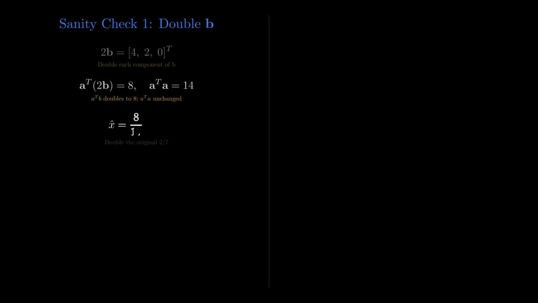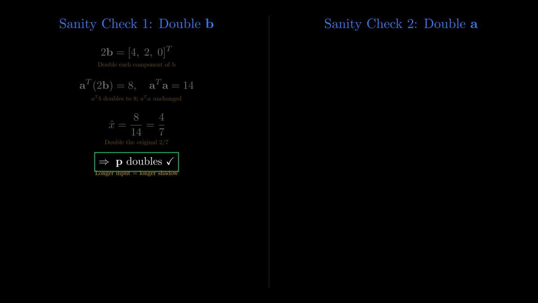Let's run two quick sanity checks on our projection formula. First, what happens when we double B? Replace B with 2B, which gives us the vector 4, 2, 0. Now A transpose times 2B equals 8, which is double the original value of 4. A transpose A stays at 14 since A hasn't changed. So x hat becomes 8 over 14, which is 4/7, exactly double the original 2/7. That means the projection P also doubles. And this makes geometric sense. A longer input vector casts a longer shadow onto the line.